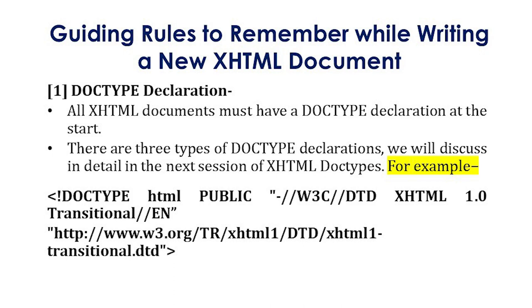Look at that example: DOCTYPE, then html PUBLIC, the W3C DTD, document type definition, and the version of XHTML. Right now we have discussed here 1.0 Transitional, and the next part, as you are seeing, refers to the w3.org repository. So this is mandatory. From this path we are calling the transitional.dtd. So this doctype declaration is mandatory at the start of your XHTML document.